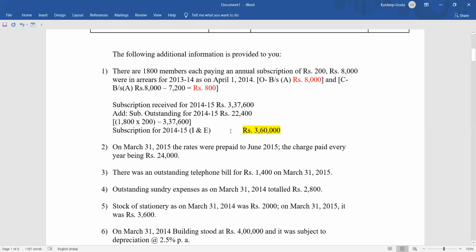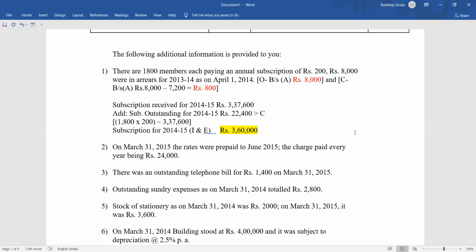Okay, this will totally come in the income and expenditure account. But what will be the remaining of the point? The remaining point that is here is only this particular point, 22,400. There will be separate treatment for this 22,400. Where will it come? It will come in the closing balance sheet.